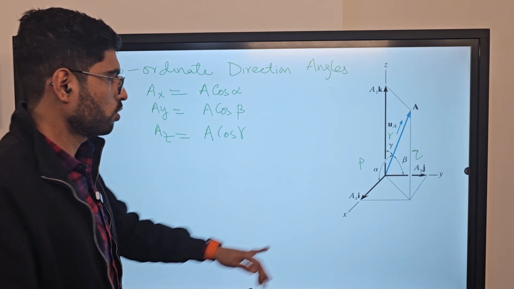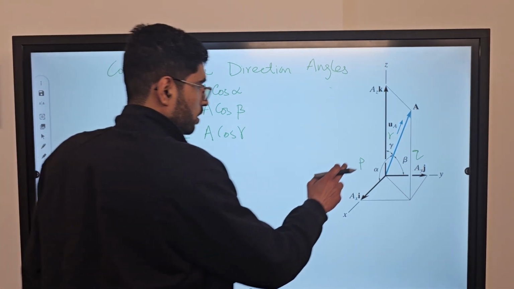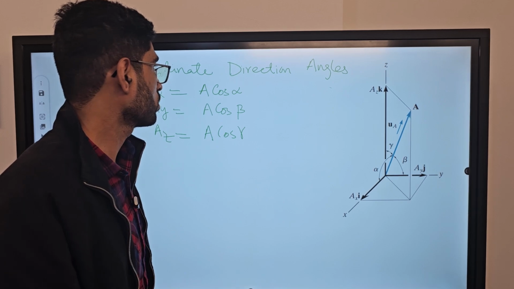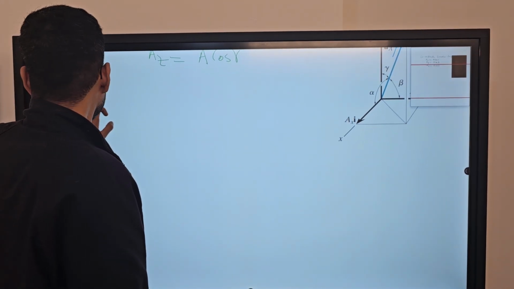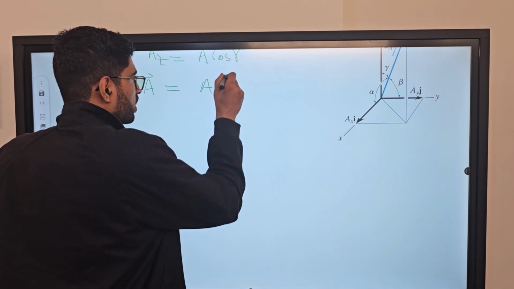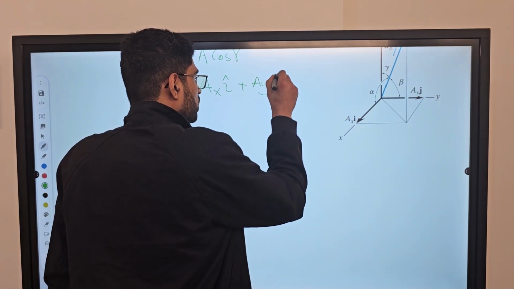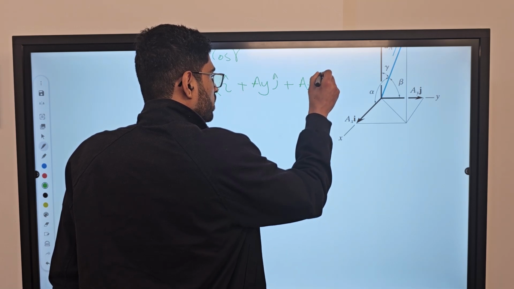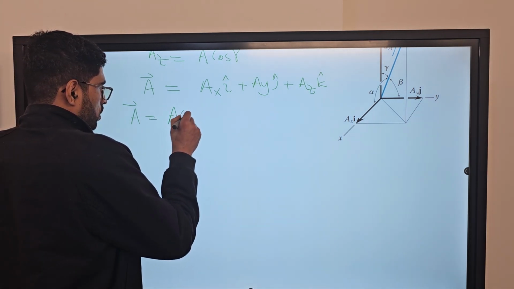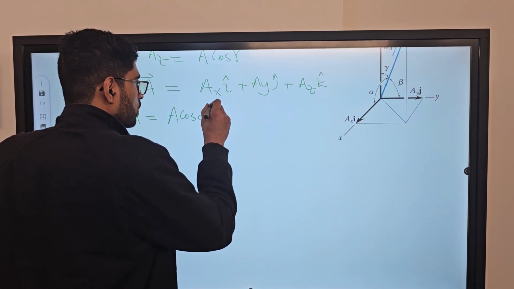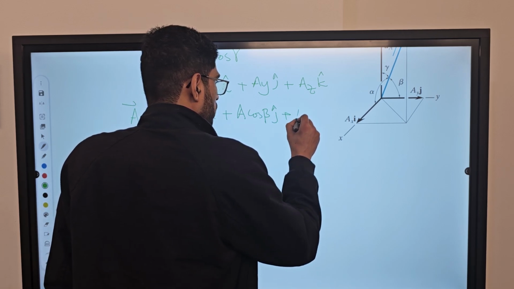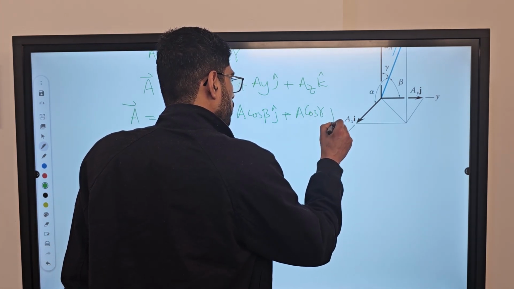So now we know that for the coordinate direction angles alpha, beta, and gamma, AX is A cos of alpha, AY is A cos of beta, and AZ is A cos of gamma, and we can write this given vector A equal to AX i plus AY j plus AZ k. So vector A is equal to A cos of alpha i plus A cos of beta j plus A cos of gamma k.